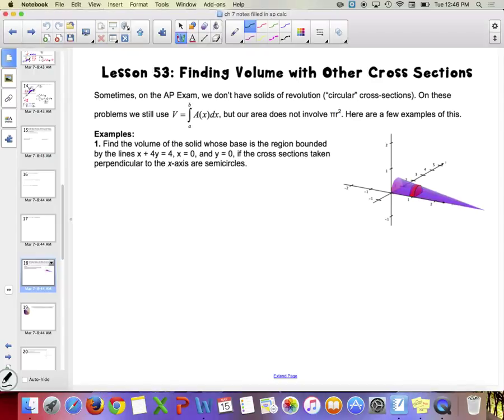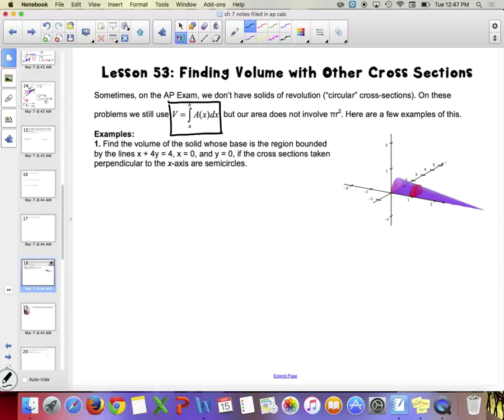It says V is equal to the integral of our area equation. Okay, we're still going to use that, but now we're not going to use pi r squared, like pi times the outer radius squared anymore, because maybe we have a cross-section that's a triangle or a square or a rectangle or whatever.